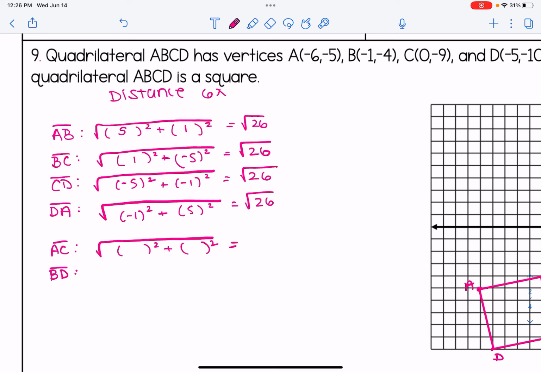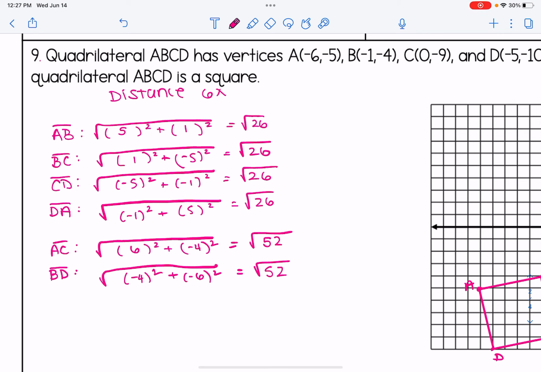So for AC, the change in x values is 6. The change in y values is -4. So this is going to give me 6 squared, or 36, plus 16, and radical 52. Okay, we're going to do the same thing for BD. The change in x values is going to be -4. The change in y values is -6. And that gives me radical 52.